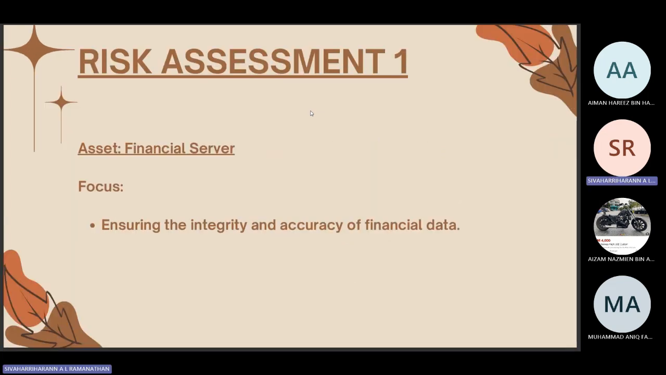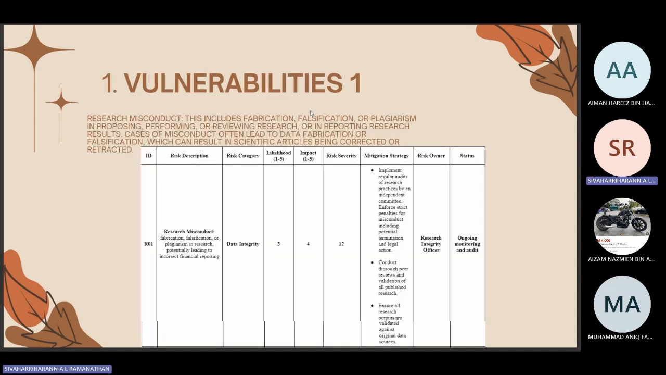For the risk assessment one, the asset is the financial server, and we are going to focus on ensuring the integrity and also the accuracy of financial data. So for the vulnerability, which is research misconduct, we will be handling fabrication, falsification and plagiarism in research, which can lead to incorrect financial reporting. Mitigation involves regular audits, strict penalties, peer reviews, and validation against original data sources.